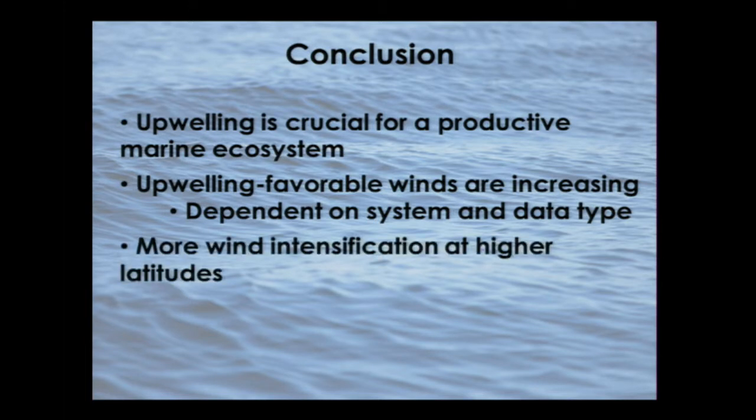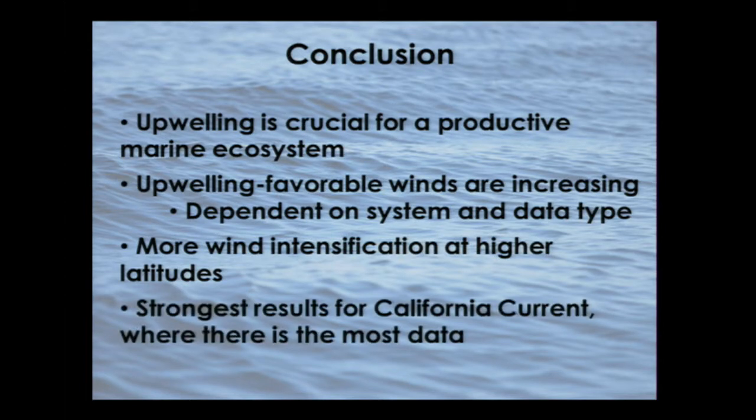I didn't show you these results. I'm just going to tell you, you'll have to believe me or read the paper, that more wind intensification happens at higher latitudes within those systems. And I want to point out that the strongest results that we had, that first graph that I showed you, is for the California current, and that's where we have the most data.